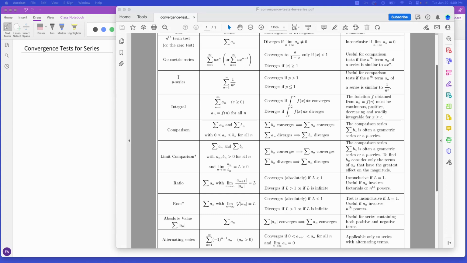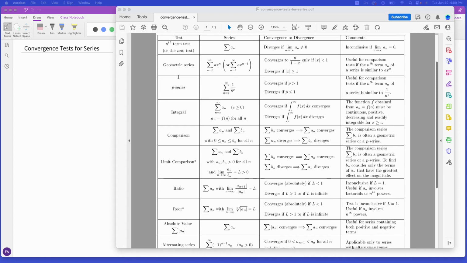The way these work is you identify, in the first column here, the type of test. So we have several different types of tests we can do. The second column is the type of series you're looking at, and then whether it converges or diverges, and any comments along the way. Now, I'll tell you the nth term test. This is a test to see if it diverges. Strictly, that's it. That's all it will tell you, whether or not the series diverges. It doesn't tell you if it converges.